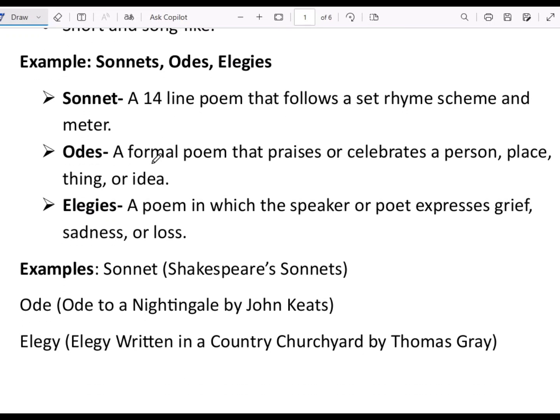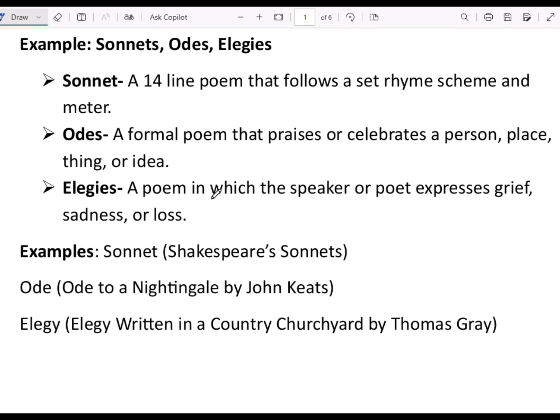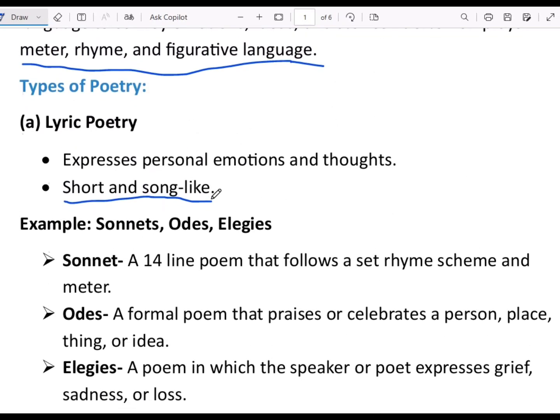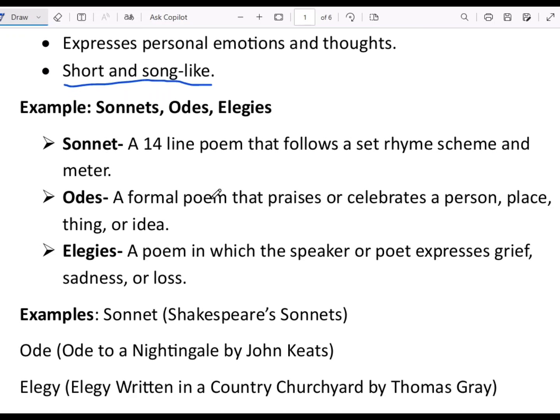Okay, so a sonnet is a 14-line poem that follows a set rhyme scheme and meter. As we already discussed, lyric poetry's characteristic is that it is short and song-like. So as a sonnet comes under the category of lyrical poetry, it is a 14-line poem that follows a set rhyme scheme and meter. We'll learn about some examples later, but for now, remember that a sonnet is a 14-line poem that follows a set rhyme scheme and meter.